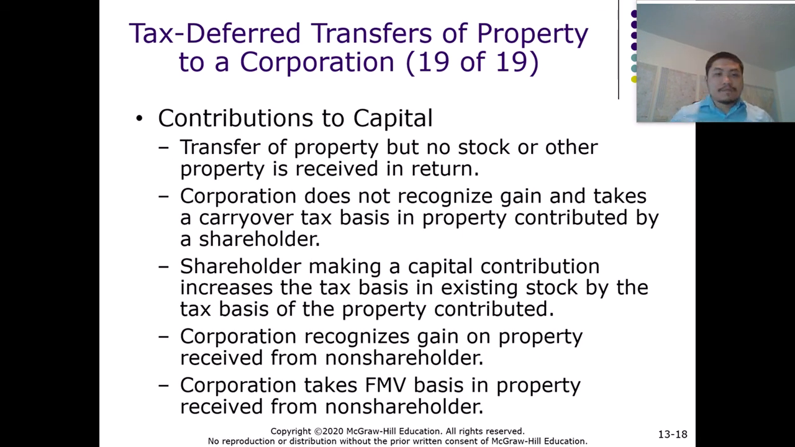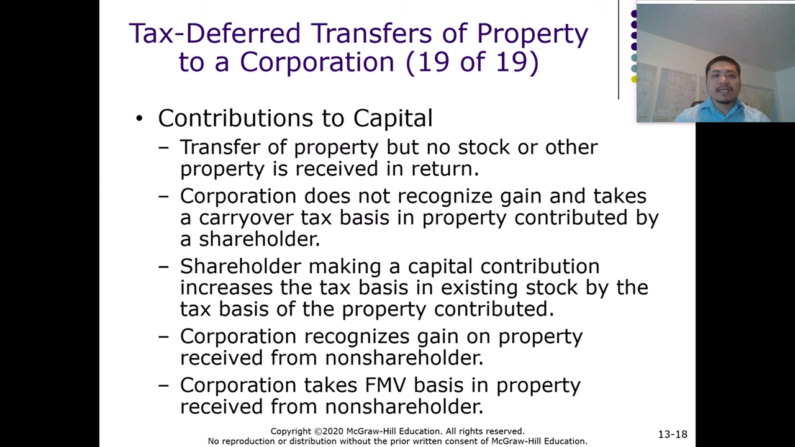So let's talk about the case when the shareholders only contribute assets without receiving any stock in return. That's what we call contribution to capital. That's a transaction, a transfer of properties from the shareholder to the corporation, but there's no stock in return, right?